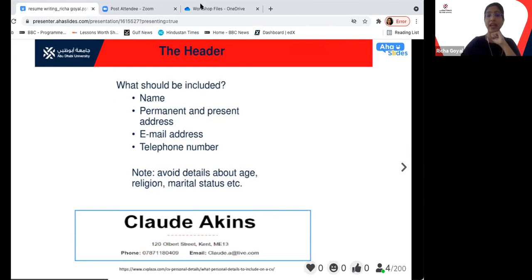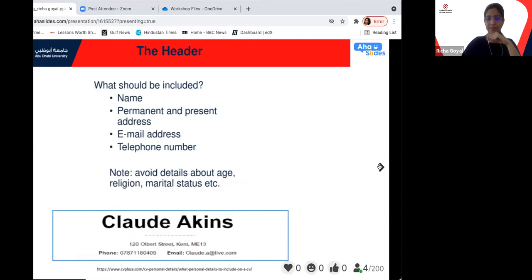Okay, so the header is at the top of the page. It includes your name, permanent and present address, email address, telephone number, and age, marital status, religion, but these details should be avoided. It will appear like this. Your name could be in a slightly bigger font than the rest of the resume. You can put phone and email in bold. Okay. All right.